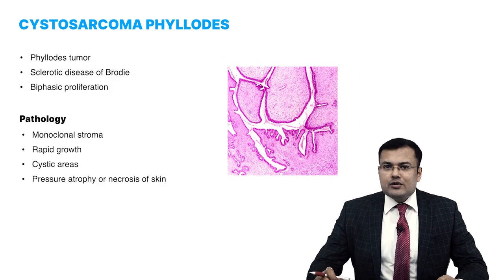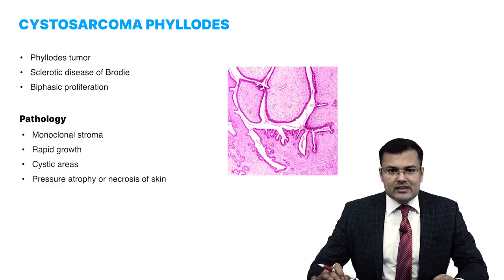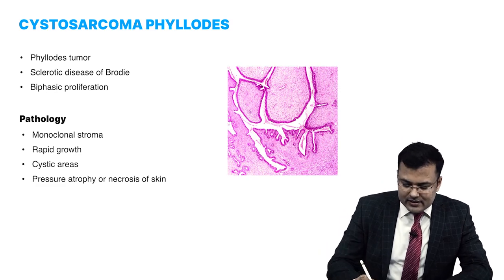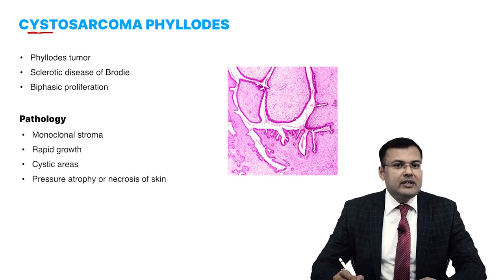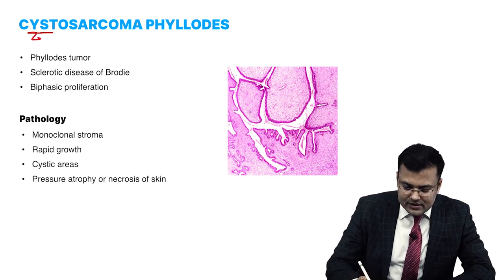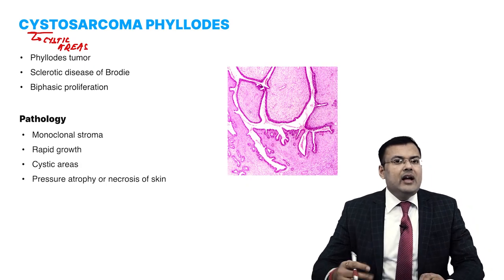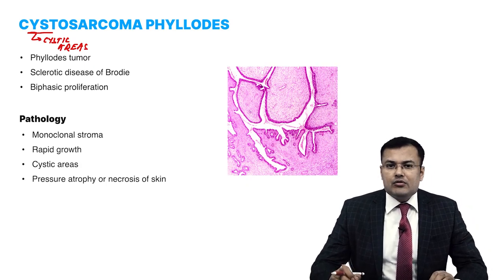Next tumor is cystosarcoma phyllodes. It's very easy to understand, just break it. First, there is cyst. Most of the sarcomas are solid, but this will be having cystic areas also. The first important point is that there will be cystic areas. And what is the cause of cystic areas in cystosarcoma phyllodes?